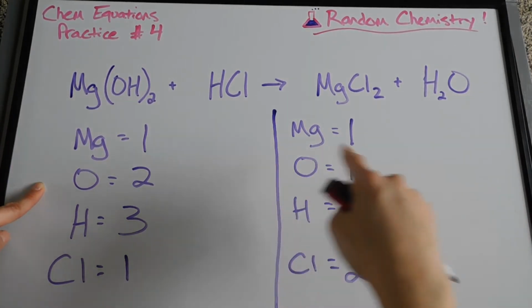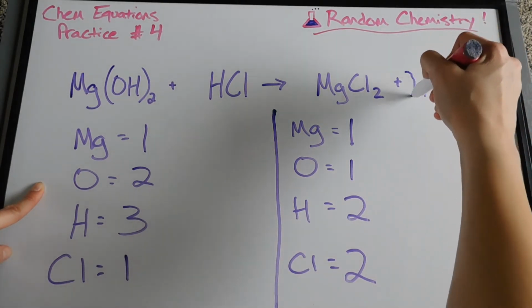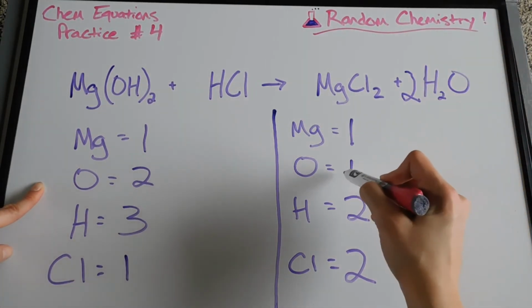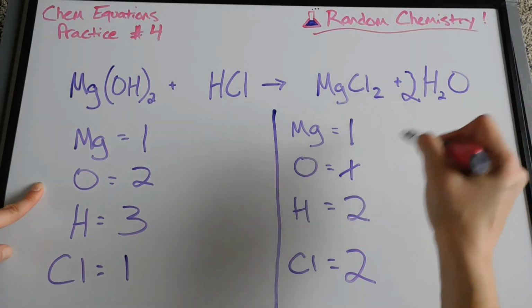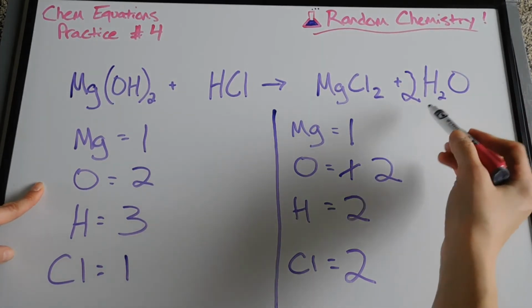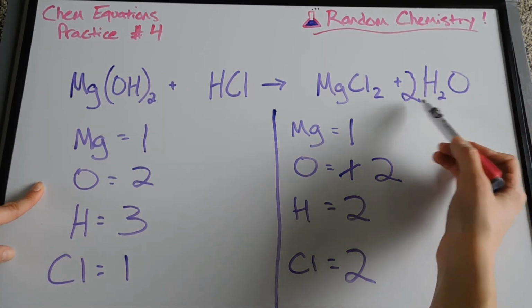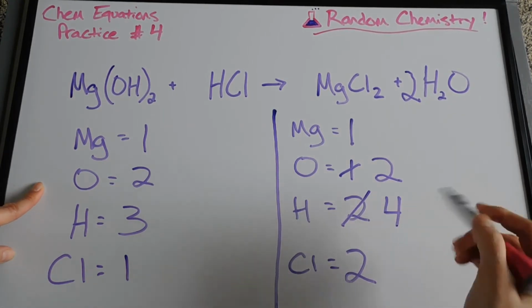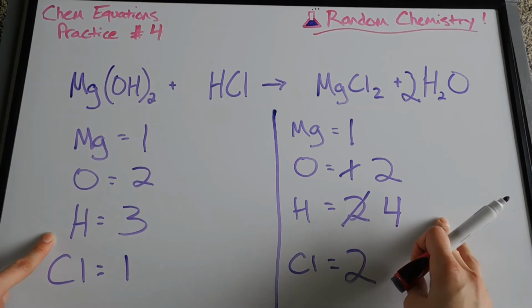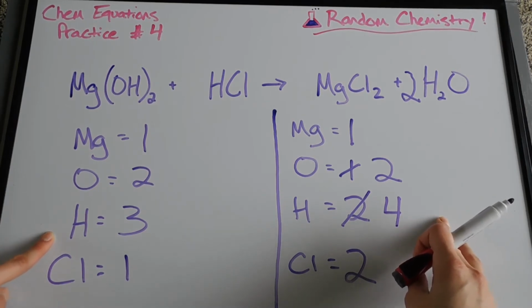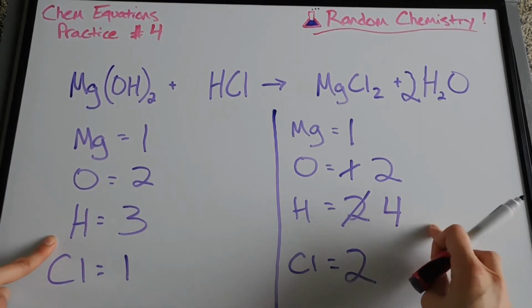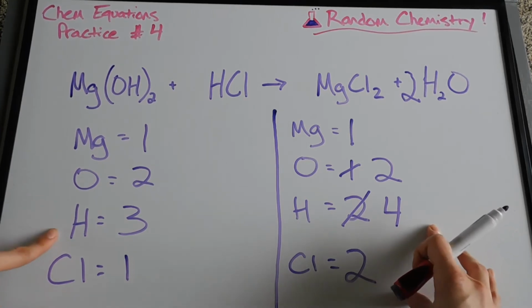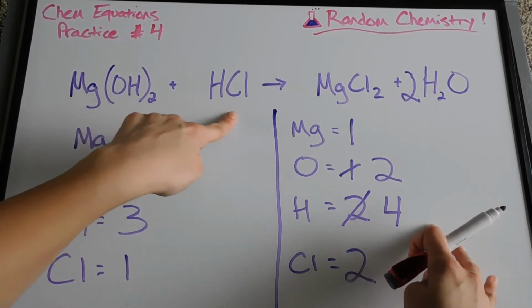So to get from 1 to 2, I'm going to place a coefficient of 2. So that's going to change my oxygen. 2 times 1 is 2. And it also changes my hydrogen. So 2 times 2 is now 4. Okay. Now we come to the side to balance hydrogen. So we've got 3 and we need 4. But if you look, we have 2 and 1.